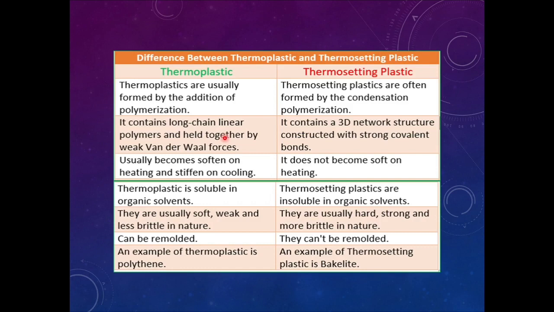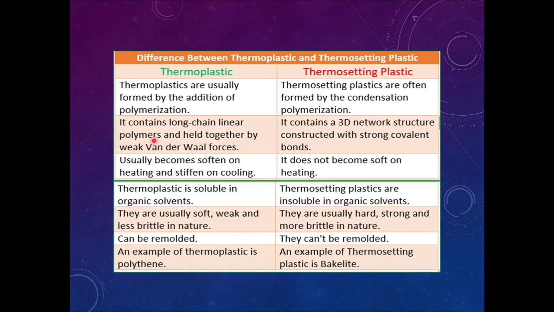Thermoplastics are usually formed by addition polymerization. The difference between addition polymerization and condensation polymerization we will discuss in the next class. And thermosetting plastics are often formed by condensation polymerization. And thermoplastics are usually long chain linear polymers, and these linear polymers are held together by weak van der Waals forces of attraction. So many linear polymer chains will be there, held together by weak van der Waals forces.